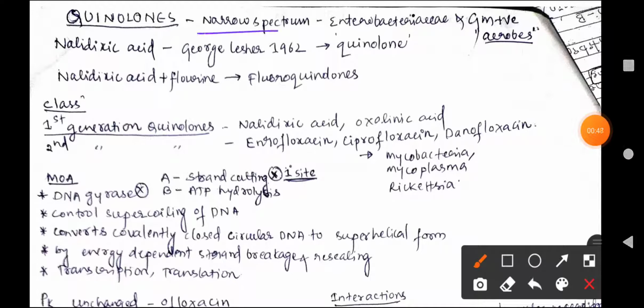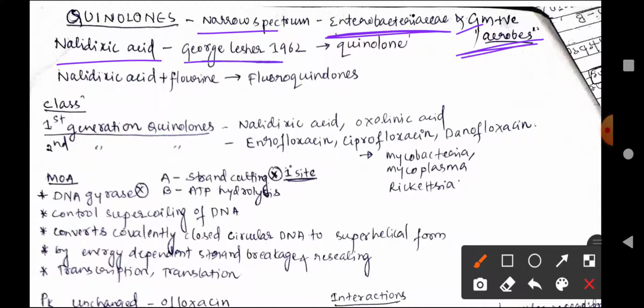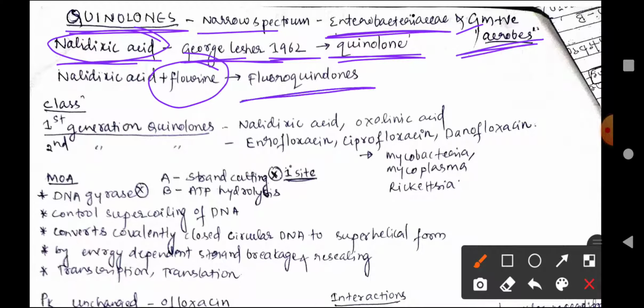They are generally narrow spectrum. Their activity is against Enterobacteriaceae bacteria and also gram-positive aerobes. Nalidixic acid is the first drug among the quinolones, discovered by George Lesher in the year 1962. This nalidixic acid was later renamed as quinolone, and the fluorination of nalidixic acid leads to fluoroquinolones.